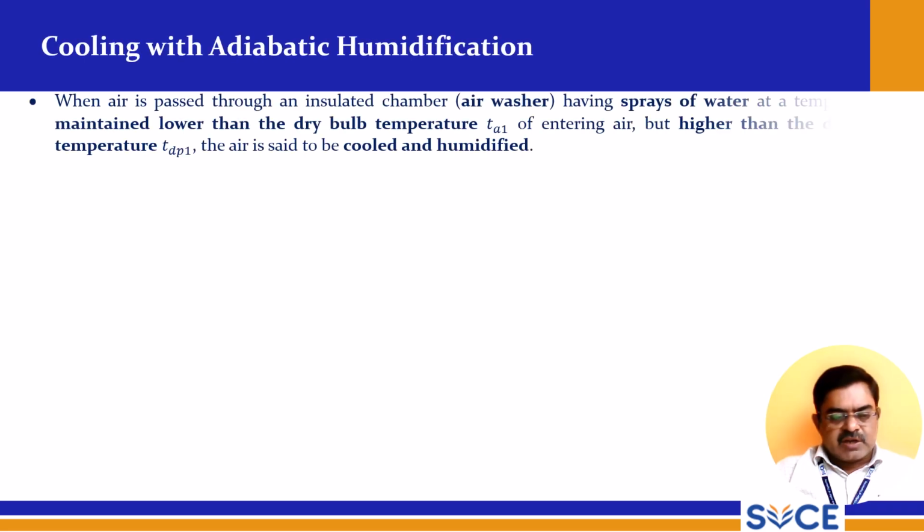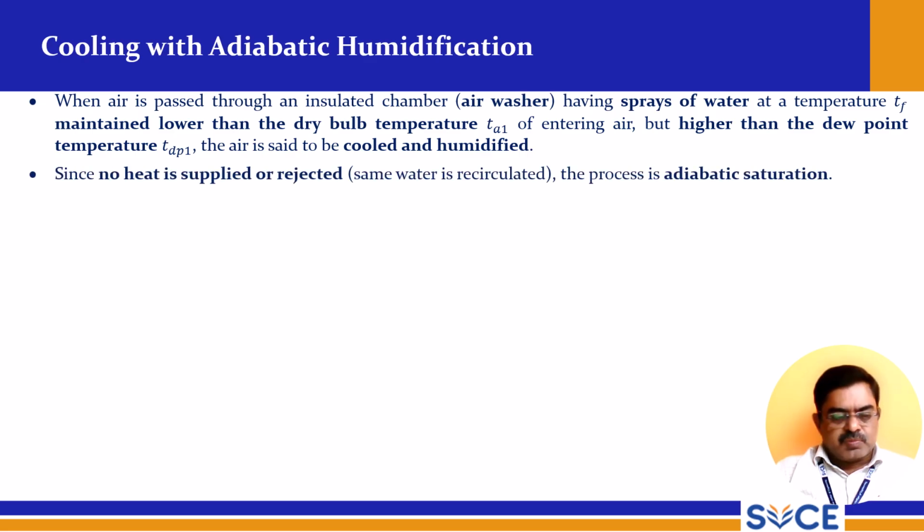Now cooling with adiabatic humidification. When air is passed through an insulated chamber, an air washer, having sprays of water at a temperature TF maintained lower than the dry bulb temperature TA1 of the entering air but higher than the dew point temperature TDP1, the air is said to be cooled and humidified. No heat is supplied or rejected. The same water is recirculated. This process is known as adiabatic saturation.